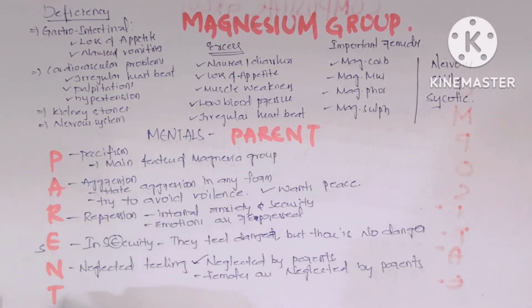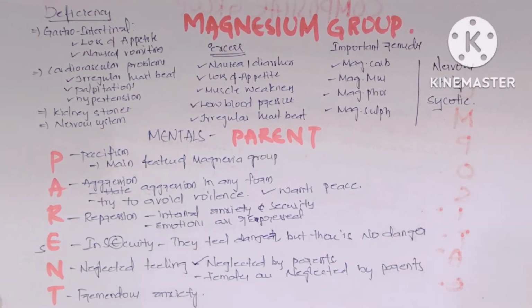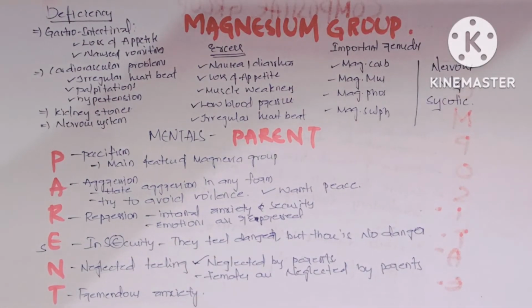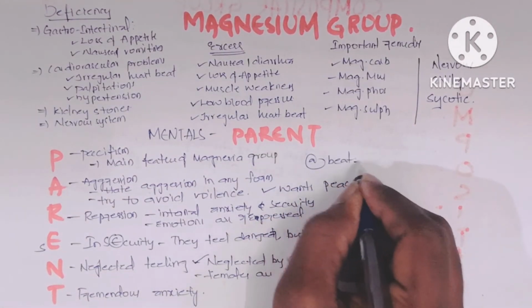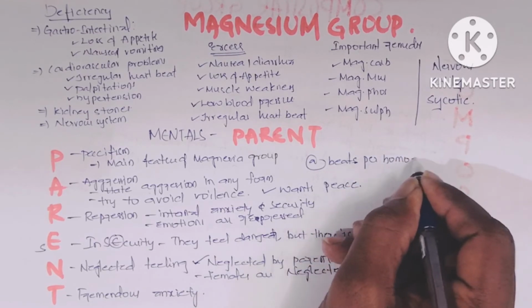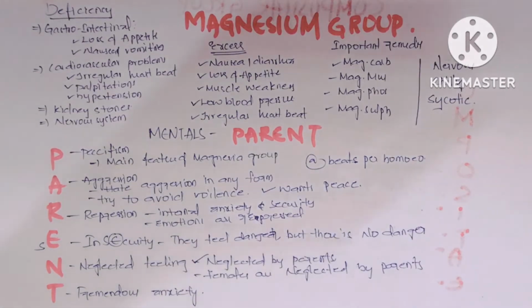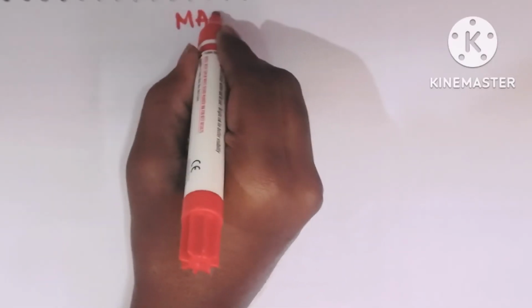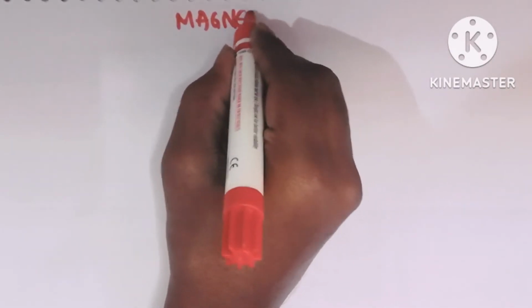And coming to the T, T for tremendous anxiety. With the simple mnemonic PARENT, we can remember all the mental symptoms of the magnesium group. Now coming to the magnesium group physical symptoms.